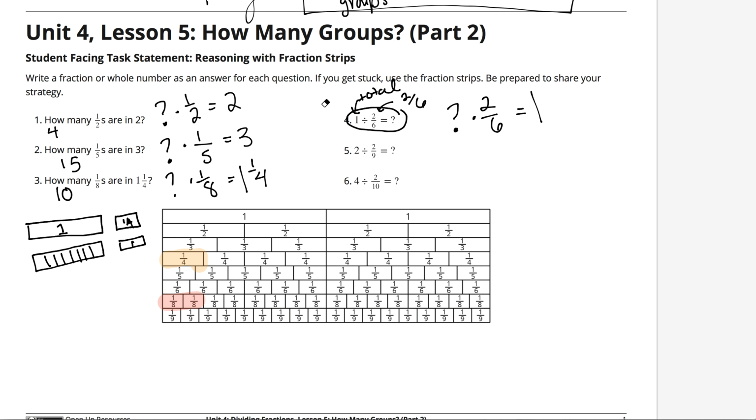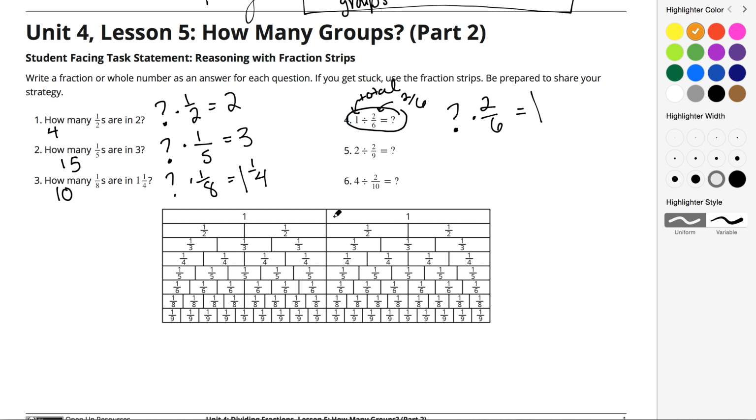Okay, so now that we've kind of rephrased that, let's take a look at our picture down here. We have a group of 1. Now, if I look down, can I find 1/6? Well, yes, I can. Now, I need 2/6, so I need 2 pieces the size of 1/6. There's 1, 2, 3. So my answer for 4 is 3.